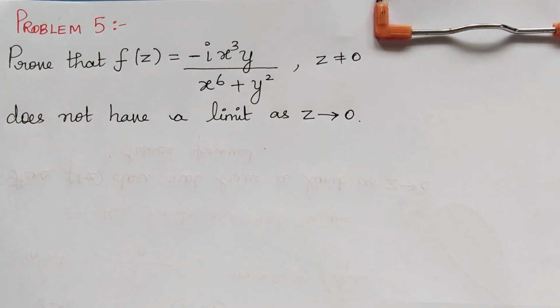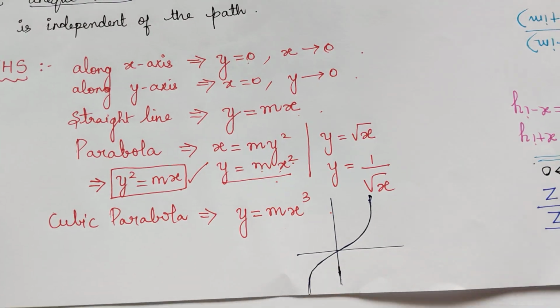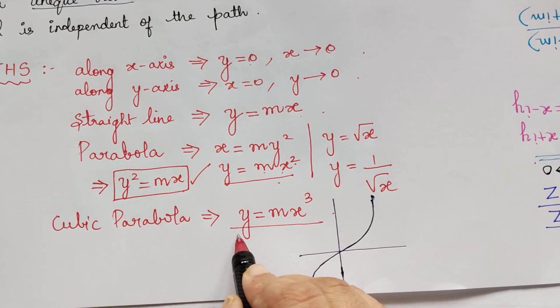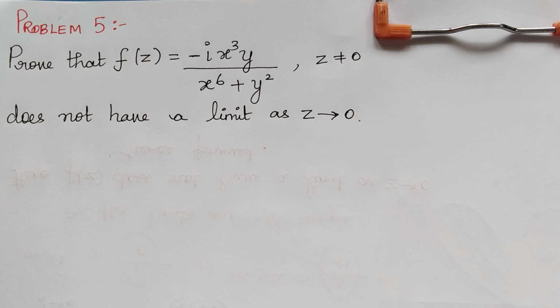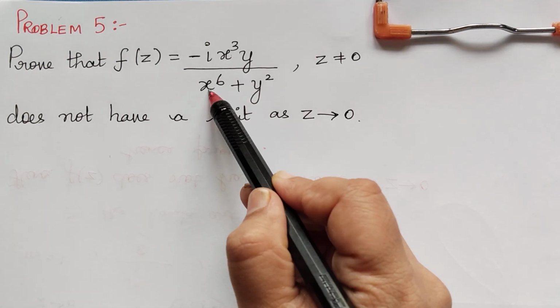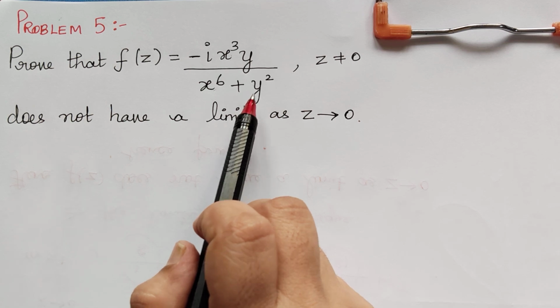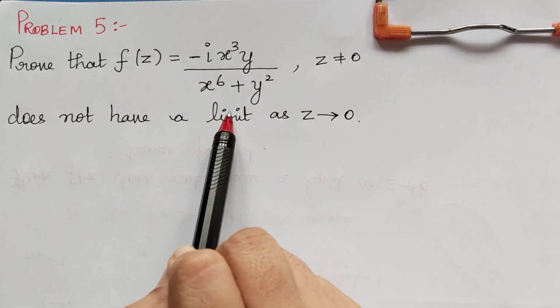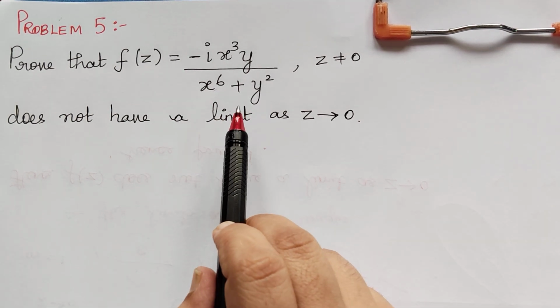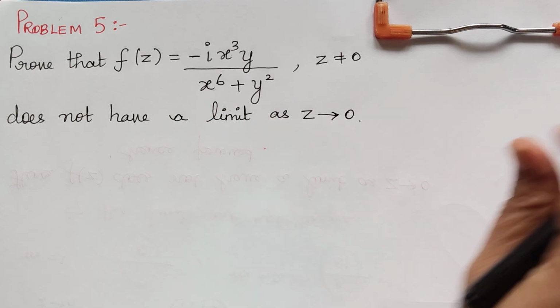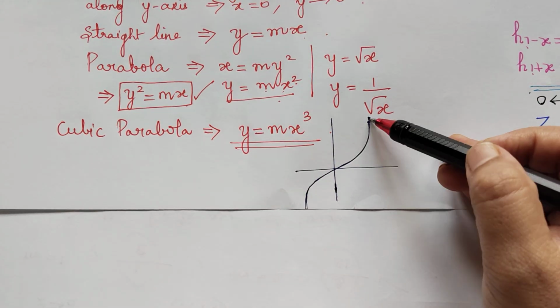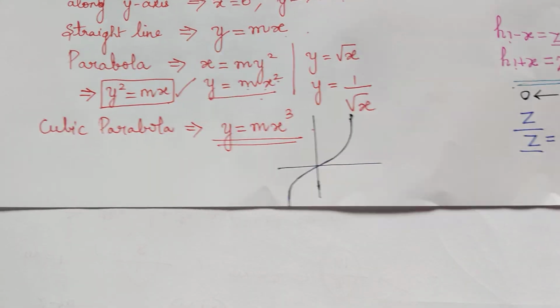So now for this we have to consider the path where we are going to consider the cubic parabola y equal to mx cube. The reason is you can see cubic terms over here, and this is the square of a cubic term. So therefore, if you choose y equal to mx cube, it will be convenient for us to proceed with the problem. So therefore, I am going to choose the cubic parabola y equal to mx cube, where the curve is of this type.